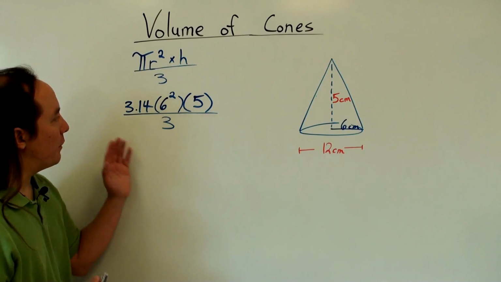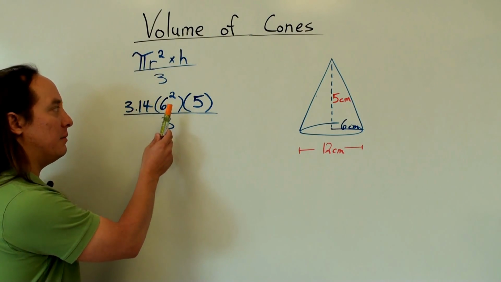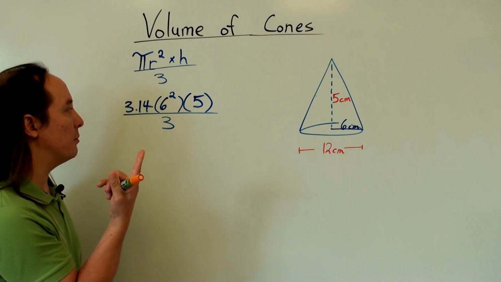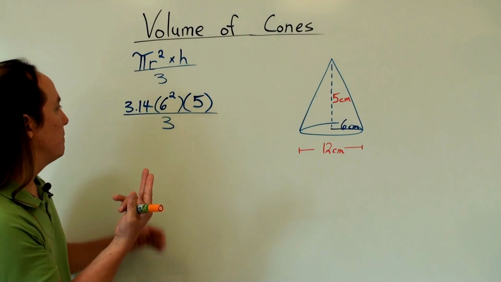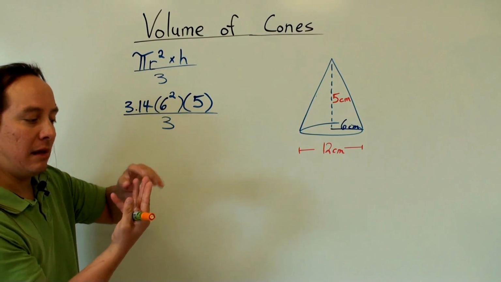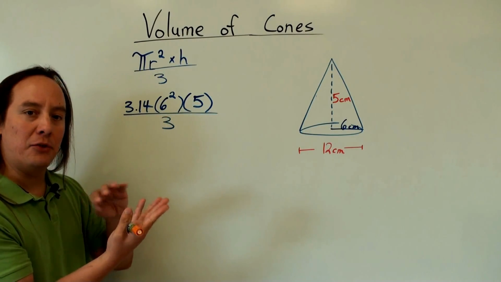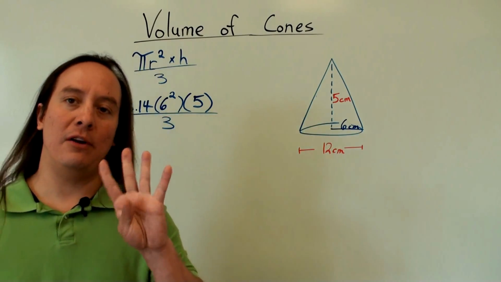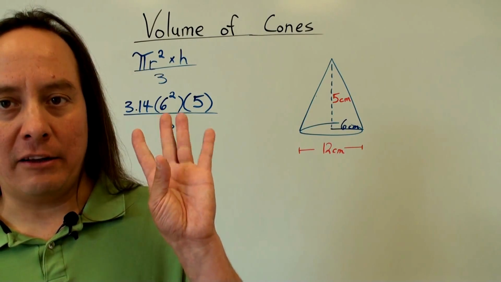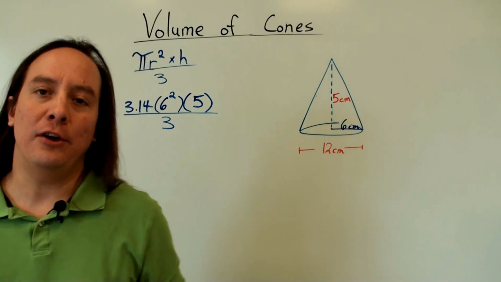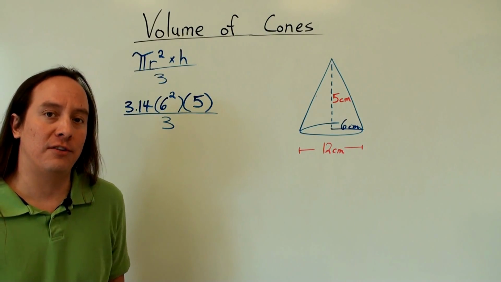Okay, so now that we have all these operations, let's count how many operations we have. We have pi times radius squared, so we have one multiplication. After that, we have another multiplication times 5. We have an exponent, that's 3 steps. And we have all that divided by 3. So we have 4 operations that we have to do: 2 multiplications, an exponent, and a division. Now the question for you is, which one of those 4 gets done first?